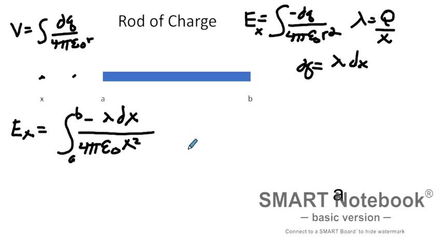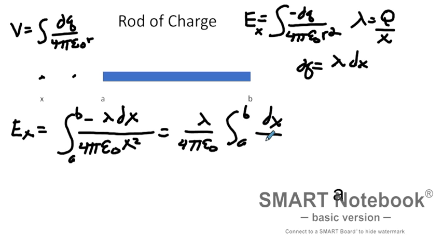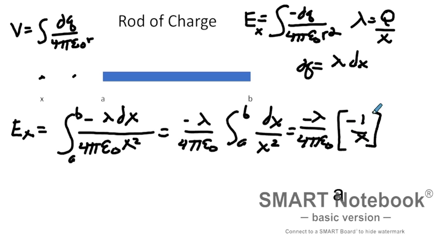Now, like always, it's a good idea to pull all the constants out to make the integral easier to do. So that's going to equal lambda outside divided by 4 pi epsilon naught, and the integral from a to b of dx over x squared. And let me pull my negative out of that also. Now the integral of this is going to be negative 1 over x. So then I will have a negative lambda over 4 pi epsilon naught multiplied by the definite integral of negative 1 over x from a to b.